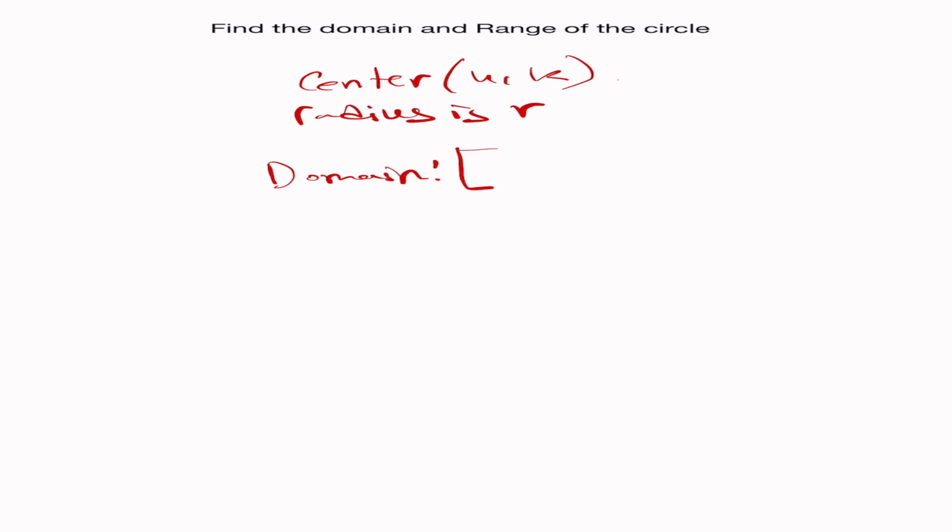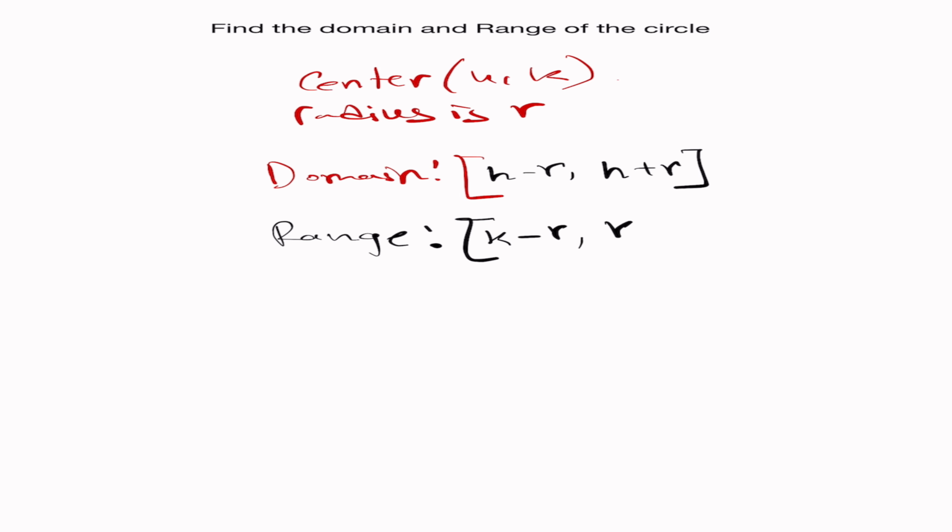Now, let's find the domain and range of a circle. Let's say the center is (h, k) and the radius is r, right? Our domain is going to be simply a closed interval, always. Circles always have a closed interval domain. It's going to be the closed interval from h minus r to h plus r, and the range is simply k minus r to k plus r, okay? All the time, no matter what.